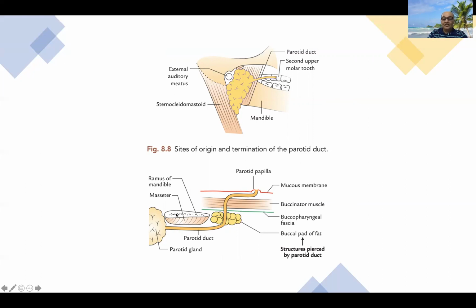Now you're looking at another view, and we are looking at how this parotid duct traverses and how it pierces. When it emerges from this gland, it goes over this masseter muscle, and then it pierces the buccal pad of fat. Then it pierces this muscle, which is called buccinator. And after piercing that, this is the oral mucosa. And this specific area where it opens in the oral vestibule of my oral cavity is called the parotid papilla.